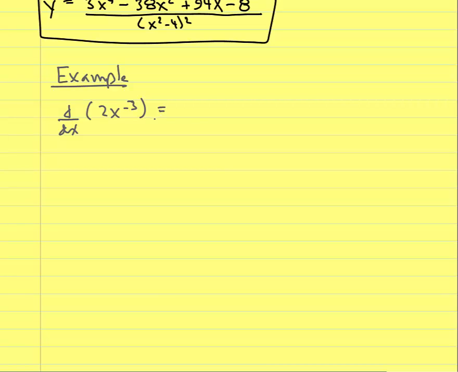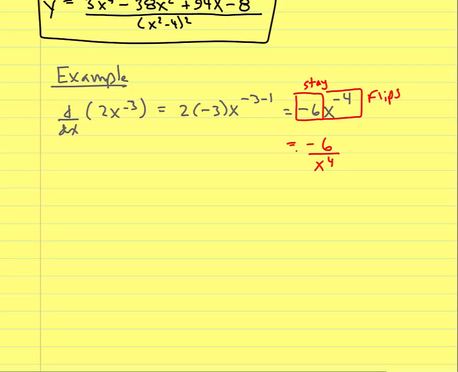Well, this is just a good old power rule. So all I do with this one is I bring the 3 down and I decrease my exponent by 1. So 2 times negative 3 is negative 6. Negative 3 minus 1 is negative 4. Now, I can't leave it in this form because I never leave negative exponents. So this stays in the numerator. And this second one, because it has a negative exponent, this flips. So this ends up looking like a negative 6 on the top, x to the 4th on the bottom because it flips. So y prime would equal negative 6 over x to the 4th.